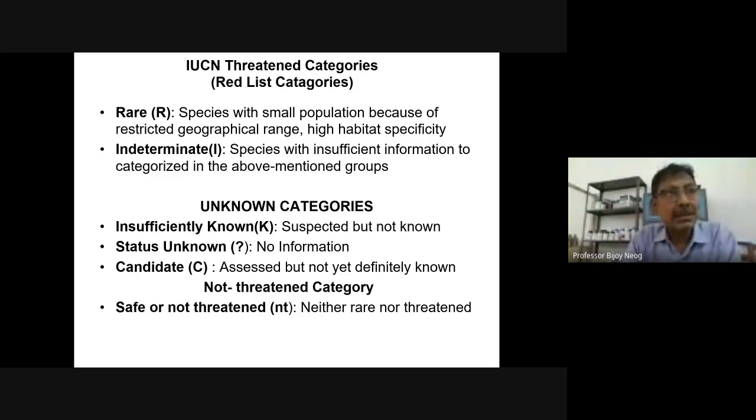So minor fruits is one of the major areas where we can work for the future generation. In some plants we have here, maybe also present in your areas, whose status is not known, not upgraded in the IUCN, or not submitted to that kind of platform to know what is the status of this plant. Some plants are assessed but not yet definitely known. Though they are not in a threatened category, they are still a good candidate for future research. And another thing is not threatened or not rare.